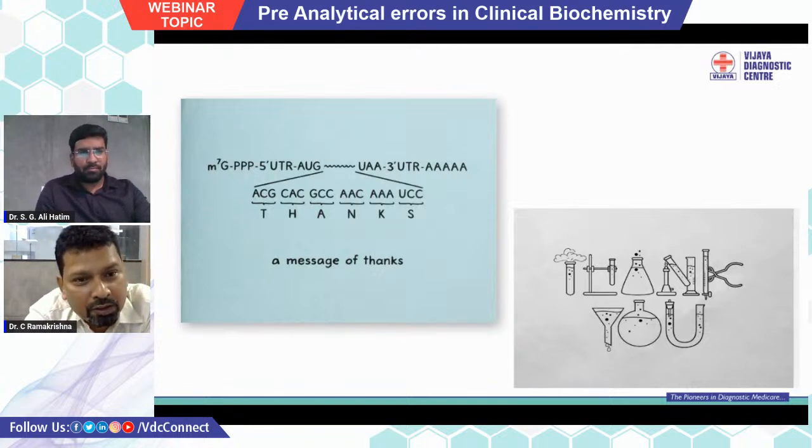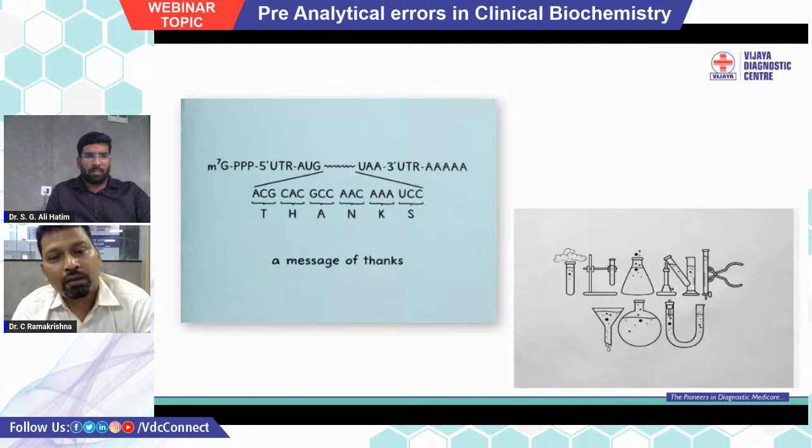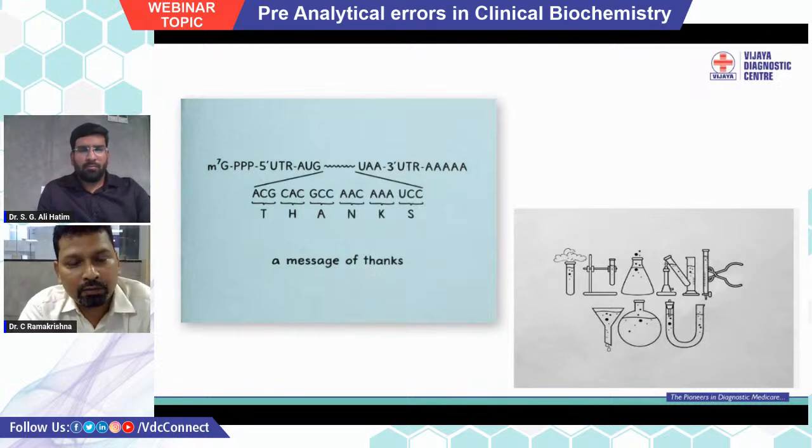Make sure the tourniquet is not tied too tightly, and make sure the alcohol which is applied to clean the local area is dried up before giving the prick. And the size of the needle should not be too small, and transportation should be according to proper protocol and should reach the processing center within 1 hour. And storage of the sample needs to be at a temperature maintained at 2 to 8 degrees centigrade. And finally, clenching of the fist should be avoided.